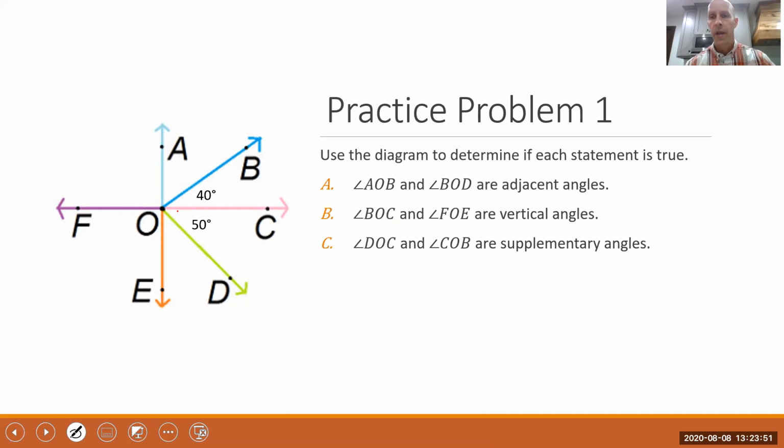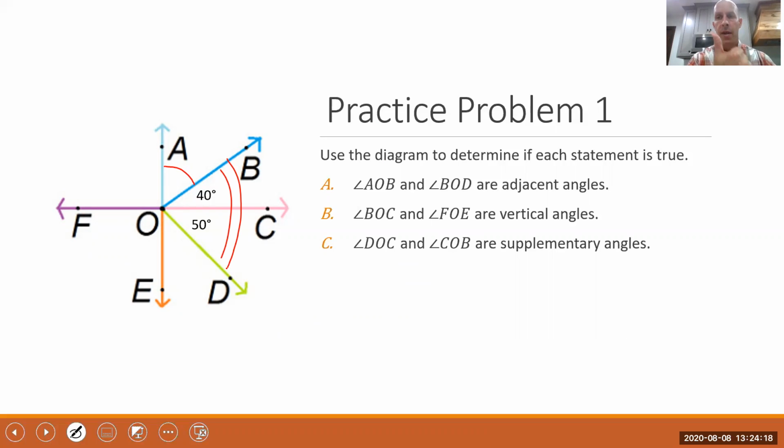All right, so let's see if we can identify some of these things on some true-false statements. It says, use the diagram to determine if each statement is true. So we got a colorful little diagram here. It says angle AOB, that's this guy, and angle BOD, that's this guy here. Are those guys adjacent? Well, let's see here.